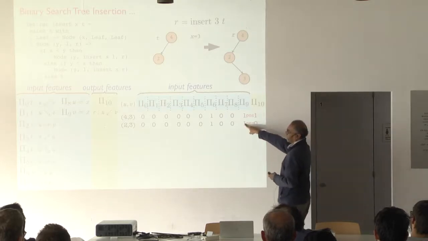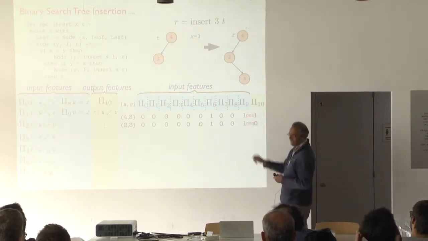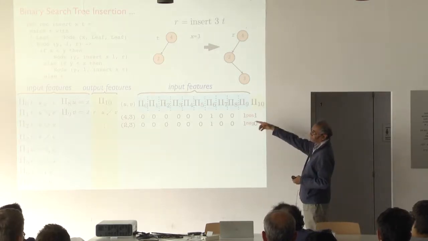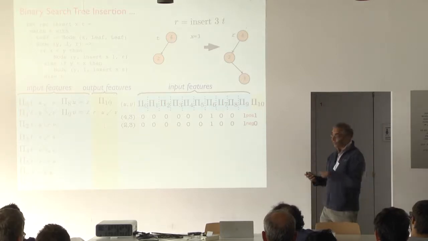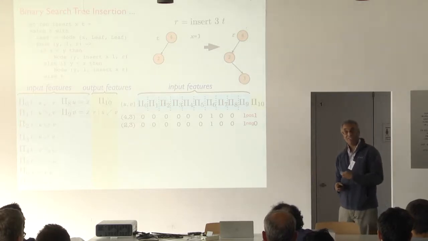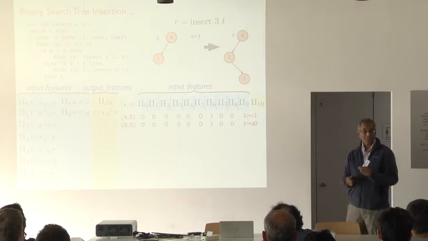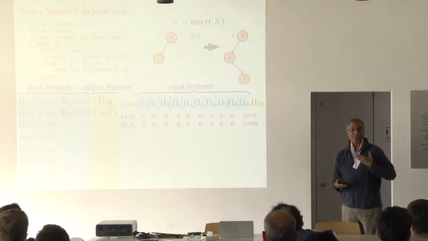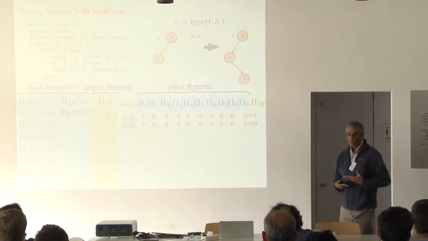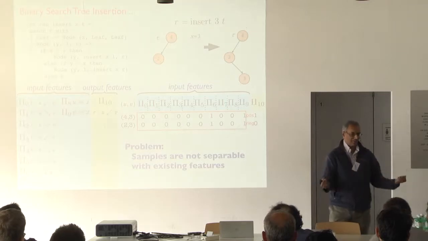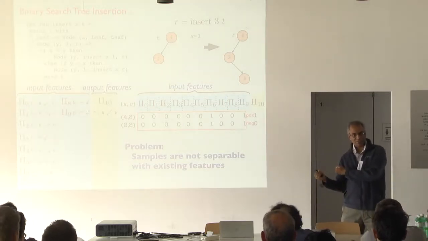And indeed, the thing that I'm inputting is 3. But clearly, with respect to the output feature, 3 is not part of the left subtree of 2, whereas 3 is part of the left subtree of 4. So here's an example where we've got samples where the feature space is insufficient to differentiate between them. So we have to come up with a way of figuring out how to separate samples that are inherently non-separable given the feature space that we've got.